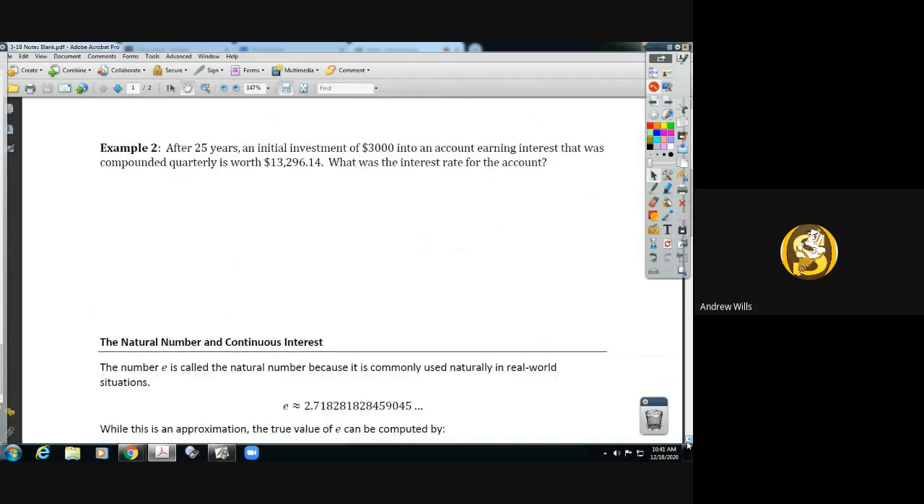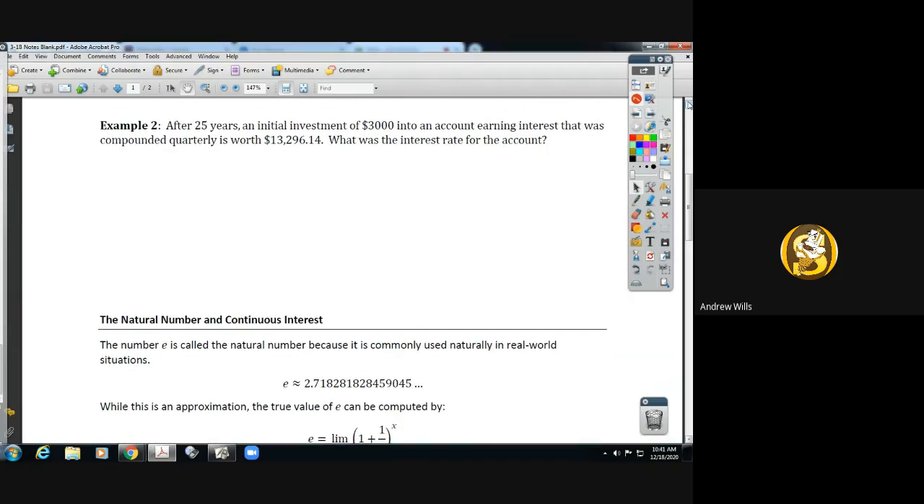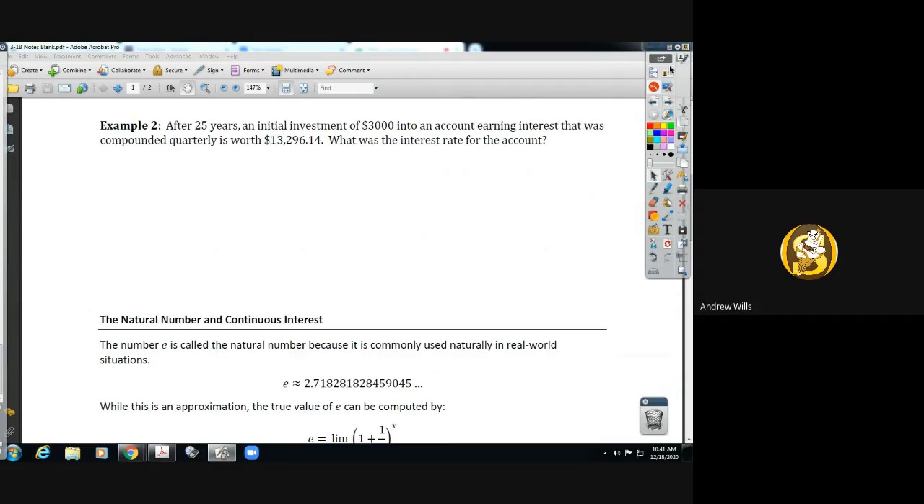Okay, after 25 years, an initial investment of $3,000 into an account earning interest that was compounded quarterly is worth $13,296.14. What was the interest rate? This problem is different from the standpoint that we're solving for a different value. We're not solving for A, we're solving for R.